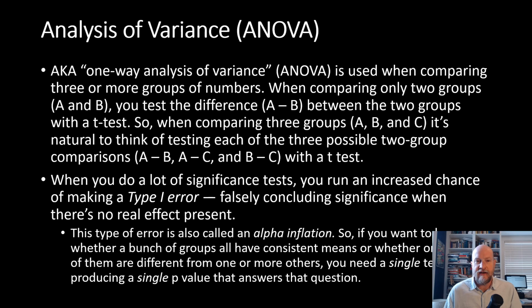So the idea is that you need to run a single test that tells you whether any of the groups are significantly different from one another from a statistical perspective. So to try and avoid alpha inflation, we can run what's called an ANOVA. So that's what this test is.